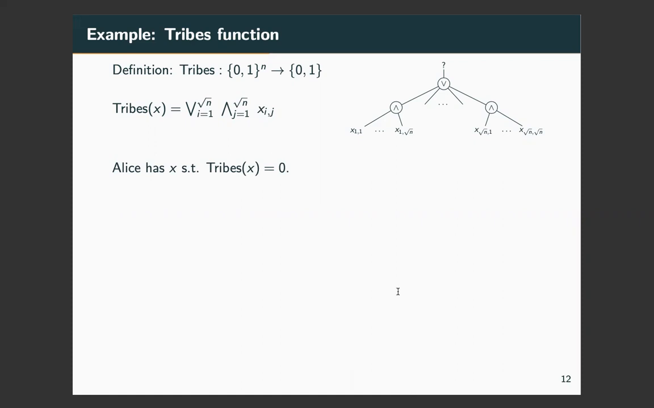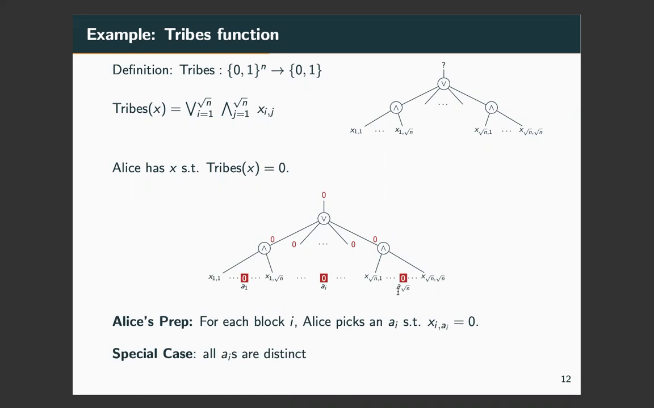Now, according to our setup, Alice gets an input X, which is evaluated to 0 by the tribes function. What does such an input look like? Since the output is 0, the input to the OR function should be all zeros. Since each of these input bits is the output of an AND function applied on a block, there must be at least one 0 in each of these blocks.